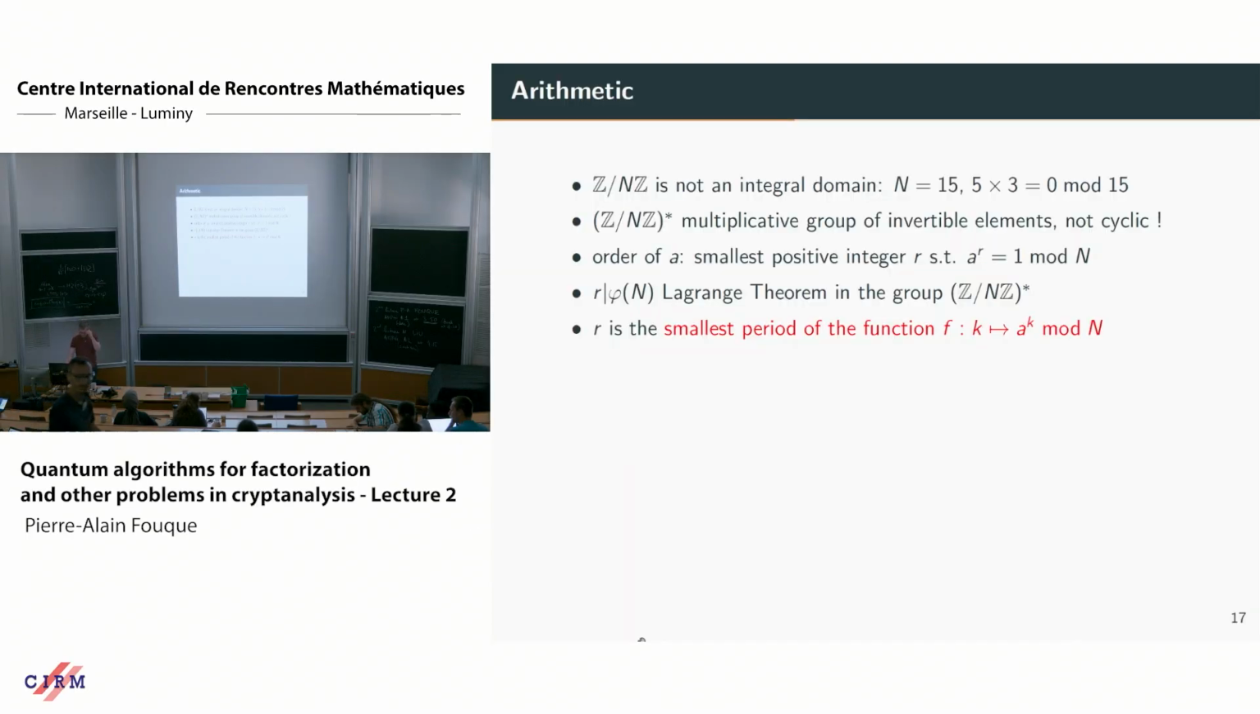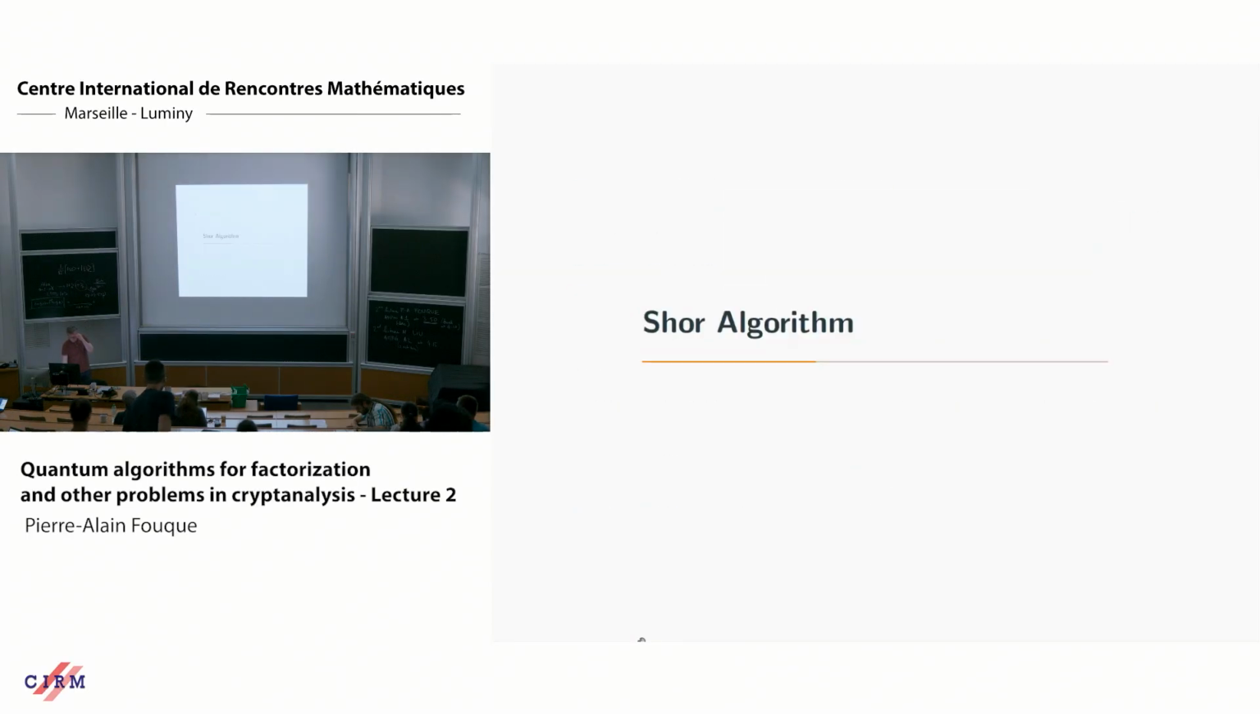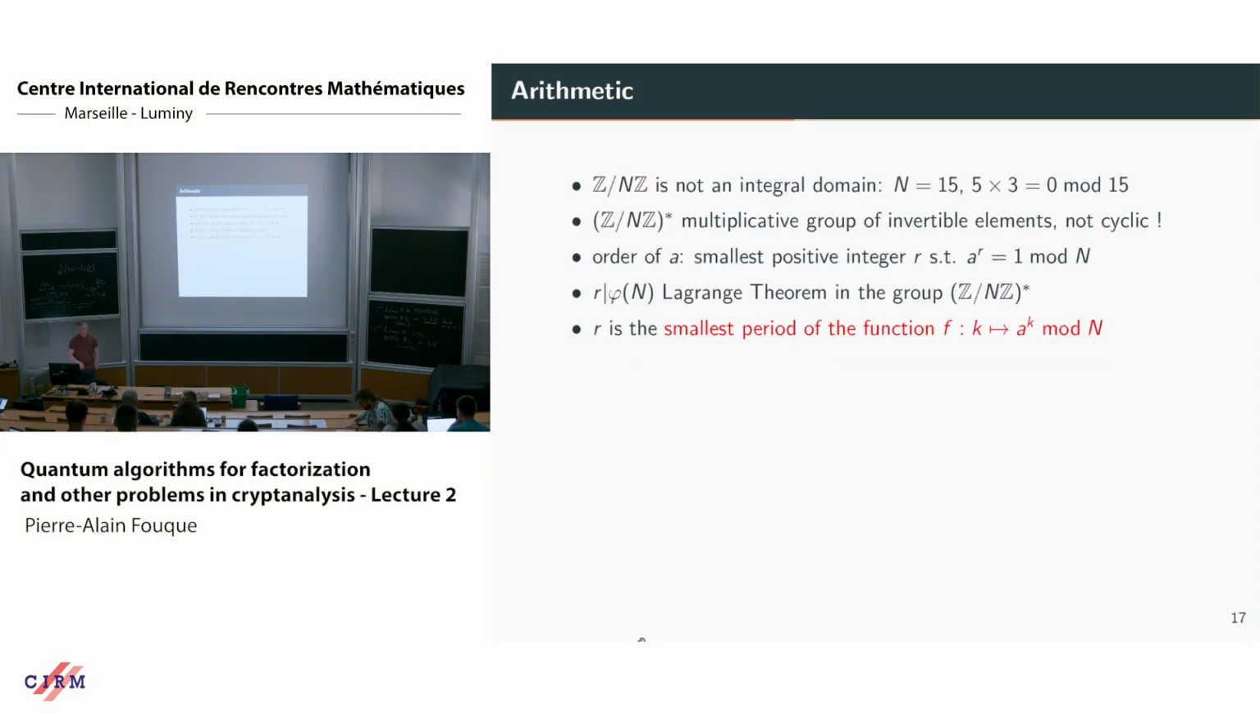Let me start a show algorithm. Let me just briefly recall some basic arithmetic. The first thing that is important for the RSA modulus is that Z/nZ is not an integral domain, so you have zero divisors. For instance, for n equal 15, 5 and 3 are zero divisors.